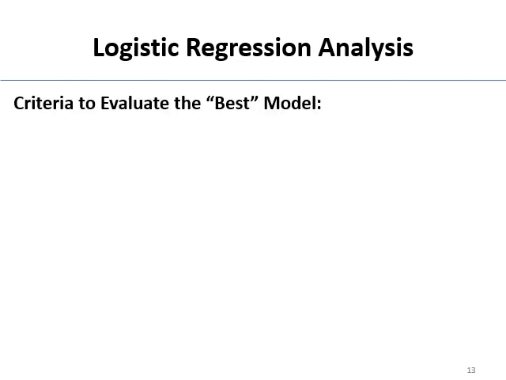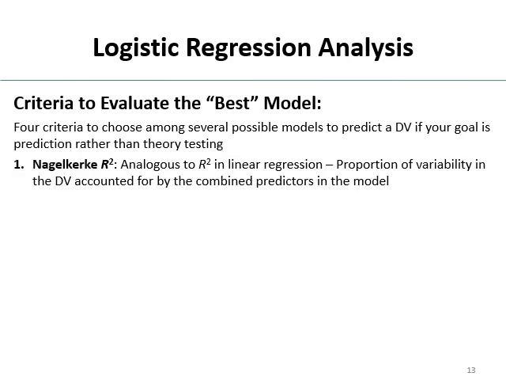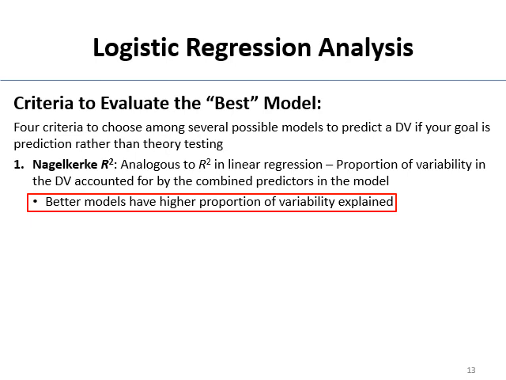So how do you pick the best model? Just like linear regression, except you got one more thing here. So there are 4 criteria to choose the best model among several possibilities. And again, this is done if your goal is to find the best prediction model rather than for theory testing. So you've got R squared, just like in linear regression, but it's called Nagelkerke R squared because, I don't know, someone's dissertation and the person's name was Nagelkerke, probably. So basically, it's the same sort of thing. It's the proportion of variability in the DV accounted for by the combined predictors that are in the model. So better models have a higher proportion of variability explained, so it's the same deal as normal R squared.